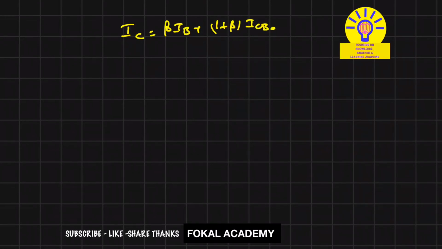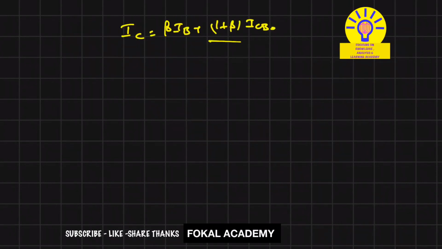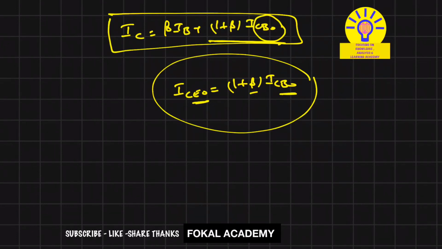Here I am relating ICEO in terms of 1 plus beta into ICBO, the collector emitter leakage current to the collector base leakage current. So ICEO equal to 1 plus beta into ICBO. This is the relation between the collector emitter leakage current and collector base leakage current in terms of beta. This is also one of the important equations for solving problems.